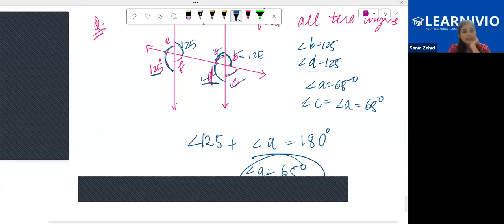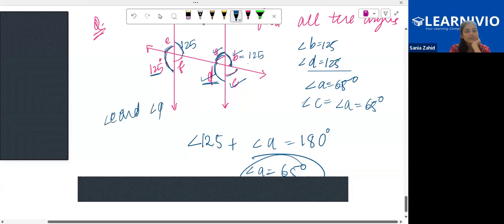Tell me, is angle E not equal to any of the angles? Angle A? Angle B? Why angle B? Angle E and angle A. What are these? These are corresponding angles. Right? So angle E is equal to angle A.